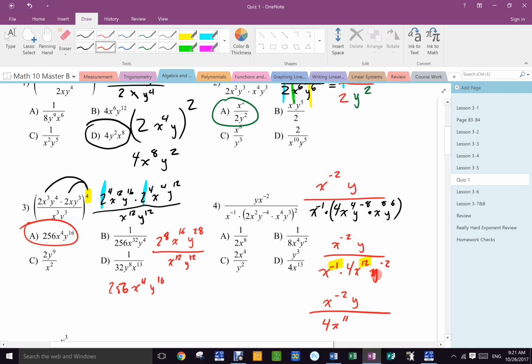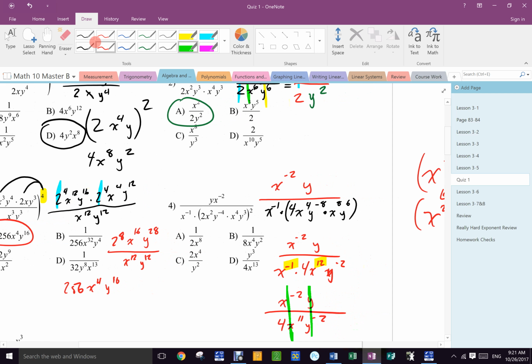Does anything happen to the y? No. Now, we're back to super easy. We just deal with up and down. What do I do with those x's? What's negative 2 minus 11? X to the negative 13. Because I'm already negative and I'm going further negative. Yes? Okay. And what's the exponent here really?